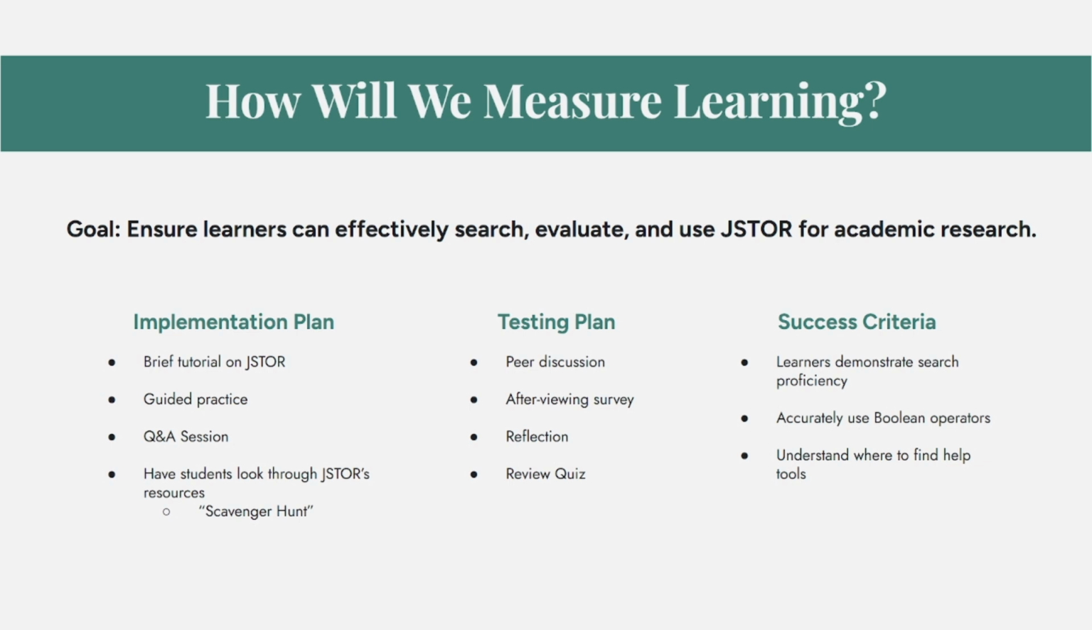So how do we know this works? Success means students can demonstrate search proficiency. They should be able to use JSTOR's filters, apply Boolean operators effectively, and find support resources when needed. This isn't just about technical skill, it's about building confidence in digital research. When learners show they can perform these tasks accurately and independently, we know our objectives have been met.